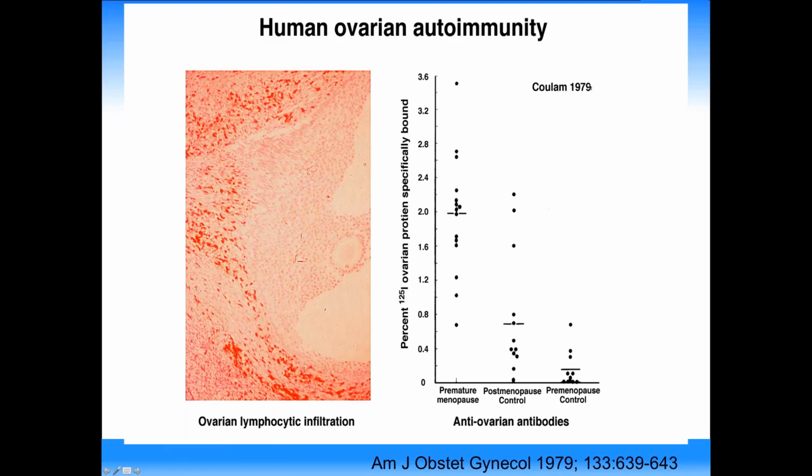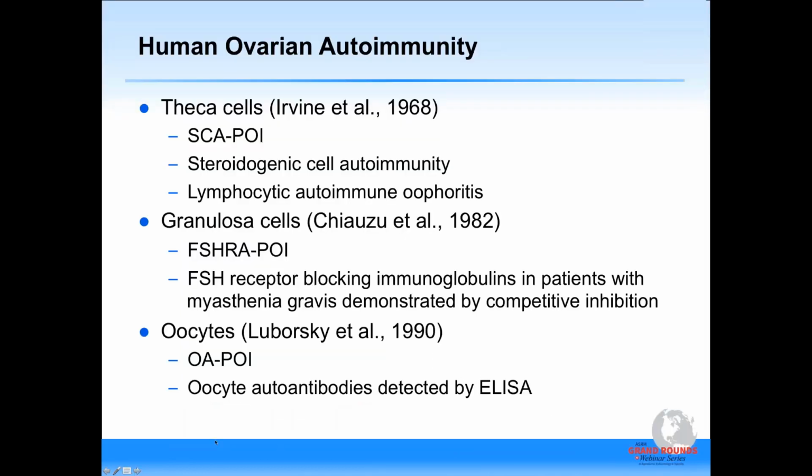Well, Karen Coulam in 1979 did some seminal work where she radio-labeled ovarian proteins specifically, and then she immunoprecipitated those proteins with serum from women who had what they called premature menopause at the time, and women who had normal menopause, postmenopausal, and then women with normal cycles, premenopausal. And it turns out she precipitated a lot more ovarian protein from the women that had POI, as we would call it now, suggesting that there really is a significant proportion of these women that have this on an autoimmune basis, but we don't really know what the mechanisms of that are.